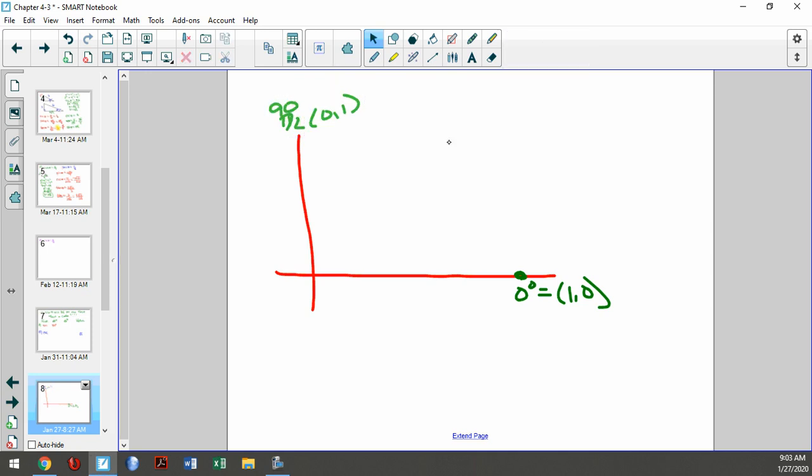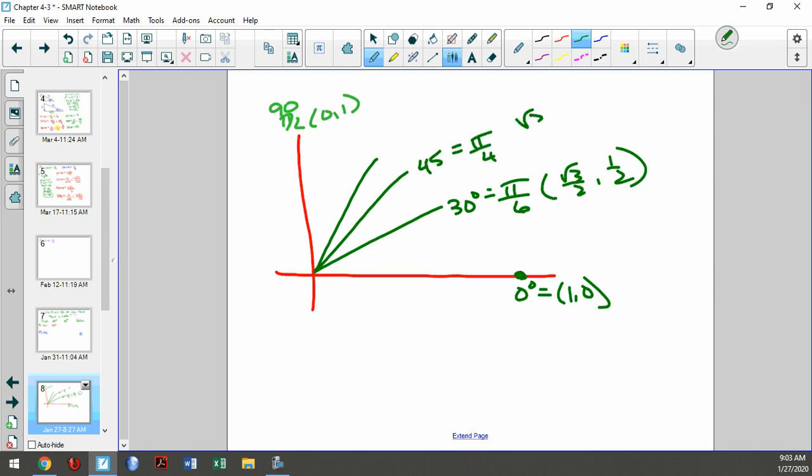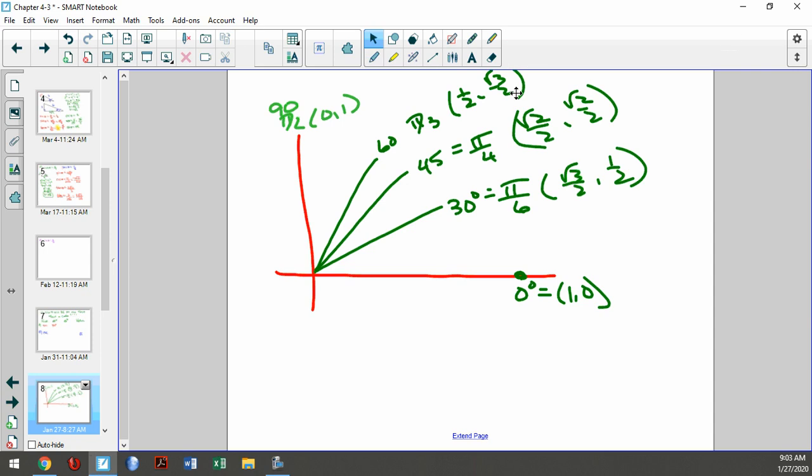Now, with that being said, you have a few more items in here that you need to memorize. We have 30 degrees, which is pi over 6, which is the ordered pair, the square root of 3 over 2, 1/2. We have 45 degrees, which is pi over 4, which is the square root of 2 over 2, square root of 2 over 2. Then we have 60 degrees, which is pi over 3, and that is going to be 1/2, square root of 3 over 2. Now, what I just wrote up there are your sine and your cosine values.